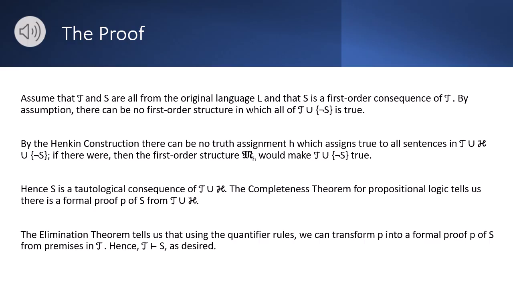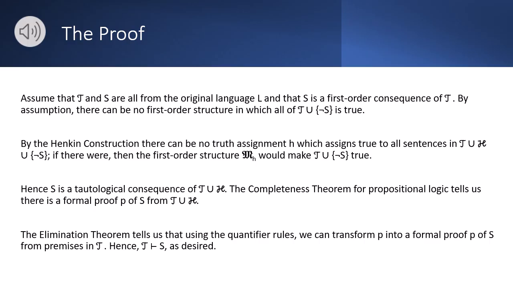Okay, so that's nice. We have this proof. However, it has all these extra assumptions from script H. Now we finally apply that elimination theorem to tell us that we can eliminate those premises from H in favor of just applying quantifier rules that we've established for our deductive system.